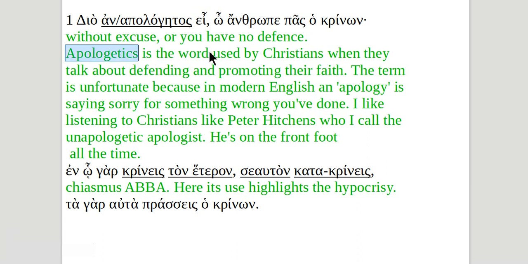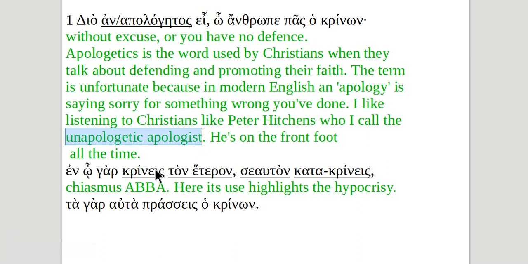Apologetics is the word used by Christians today when they talk about defending and promoting their faith. But I say the term is unfortunate because in modern English, an apology comes from this Greek word, but it's changed its meaning slightly, and in modern English it means saying sorry for something wrong you've done. So that's not quite what we mean by apologetics. I like listening to Christians like Peter Hitchens, who I call the unapologetic apologist. He's on the front foot all the time, not just apologizing.